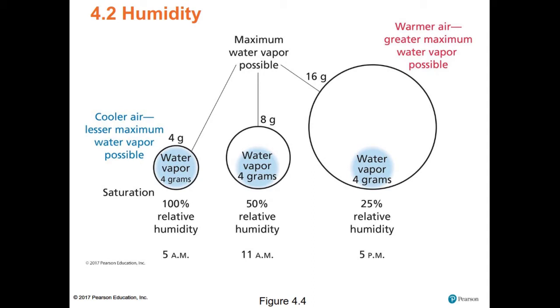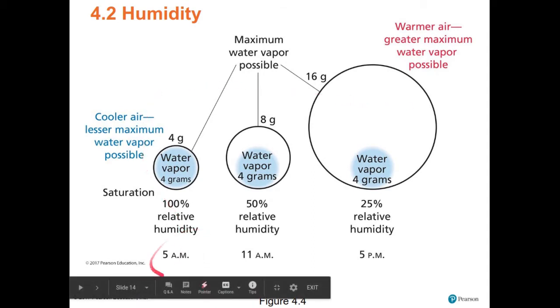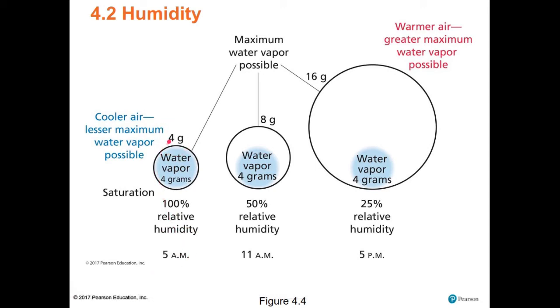So here is an example. If it's 5 o'clock in the morning, let's say the temperature is such that we have 4 grams of water vapor. The maximum is 4. We have 4, so the relative humidity is 100%. A couple hours later, if it warms up, remember, every time it warms by 10 degrees, the capacity doubles. It doesn't mean the amount of water vapor doubles, but the capacity doubles.